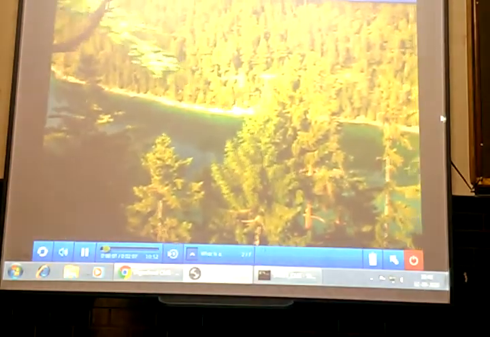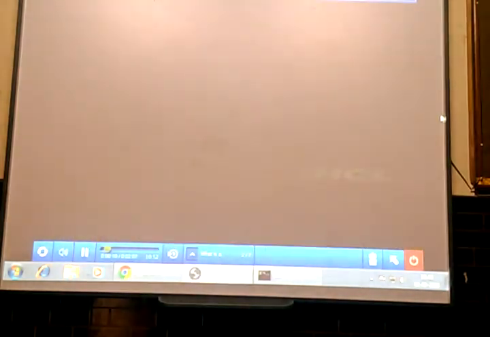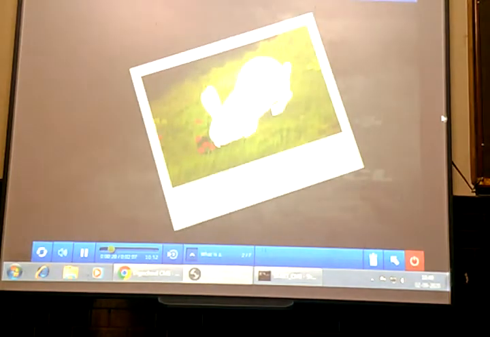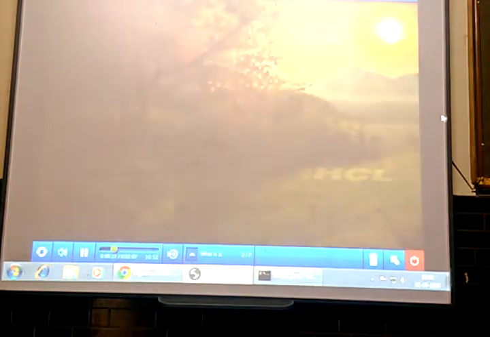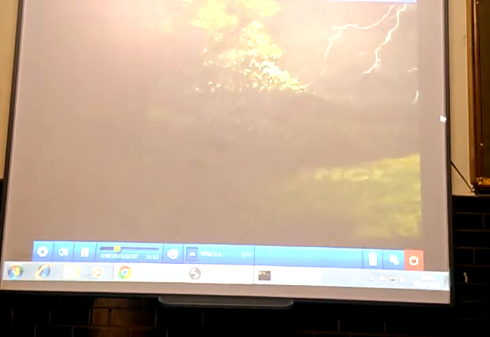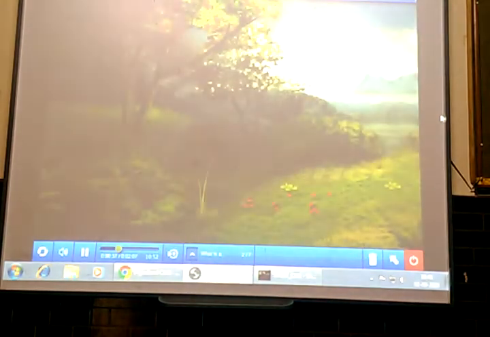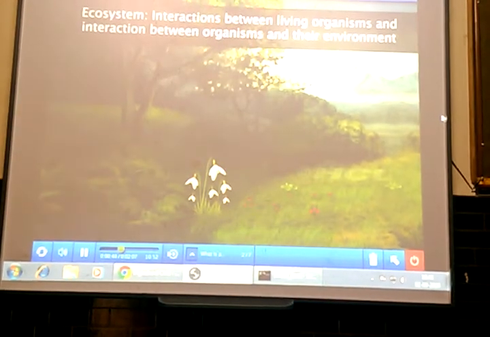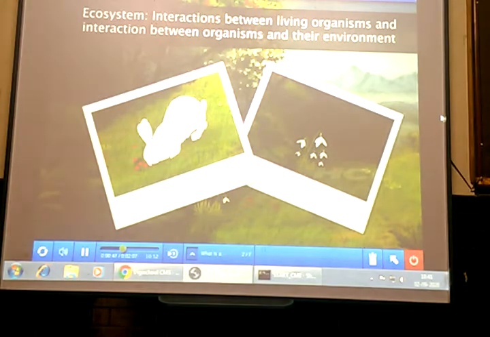Take a look at this scene from a forest. Did you notice that there are interactions between the living organisms of an environment? And also between the living organisms with their immediate surroundings. This is what the ecosystem is about. It includes the interactions between the living organisms, as well as the interaction between the organisms and their environment.